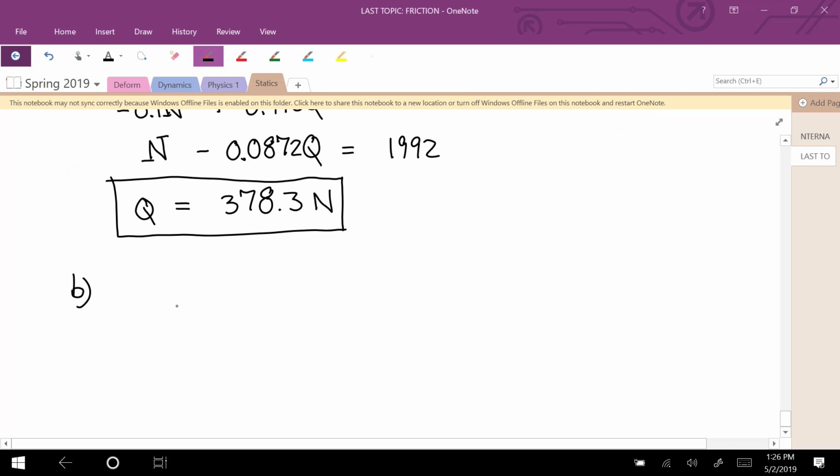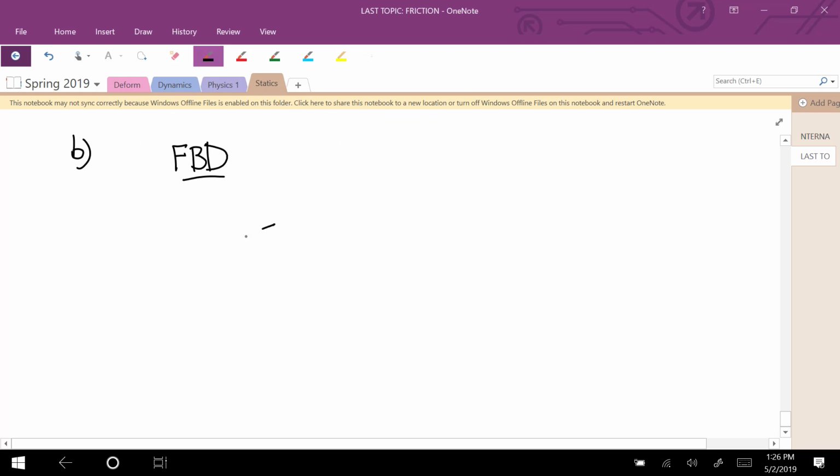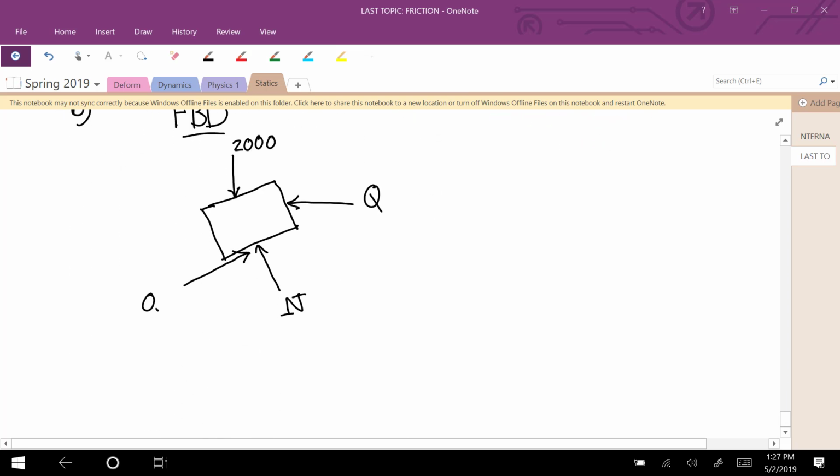Okay, well, let's do it. So free body diagram in this case. We have a downward force of 2,000. This time the horizontal force is to the left, and I'll call that Q again. And then we have the normal force, and resisting the motion down the ramp is the friction force, and that is, what was it, 0.1? Yeah, 0.1N.